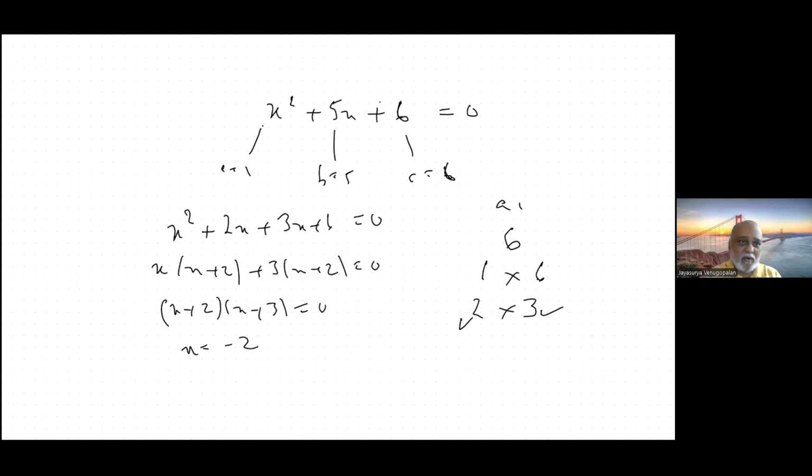Then if I plot it, minus 2 will be here, minus 3 will be here. So this curve, this x squared plus 5x plus 6 expression, the roots are at minus 2 and minus 3. I put the x mark on the x-axis. And now, since a is positive, it will go like this.